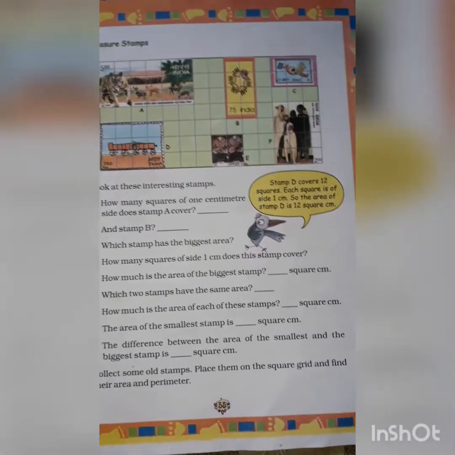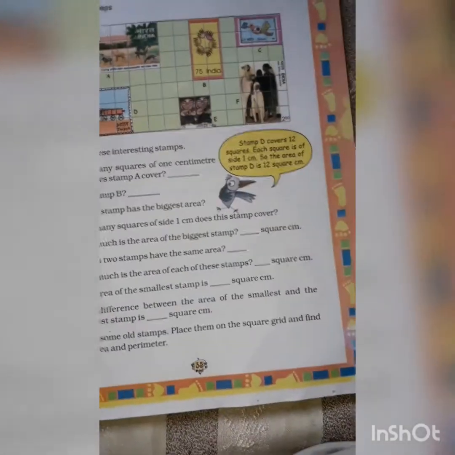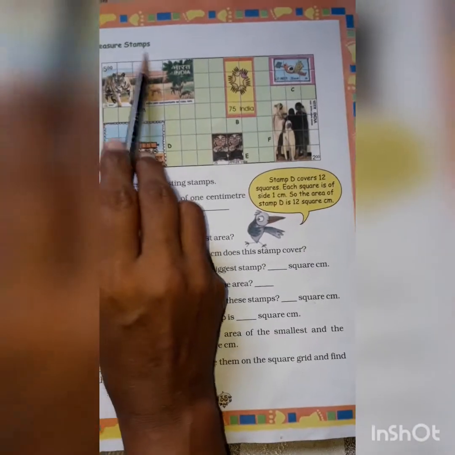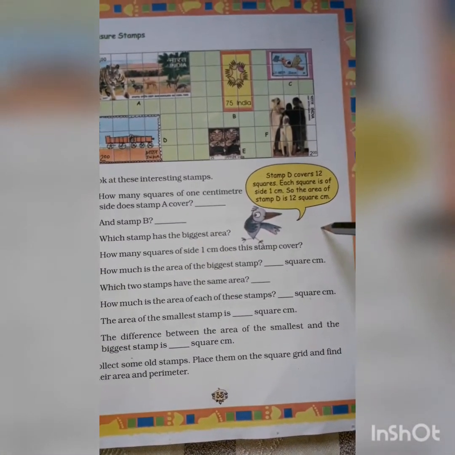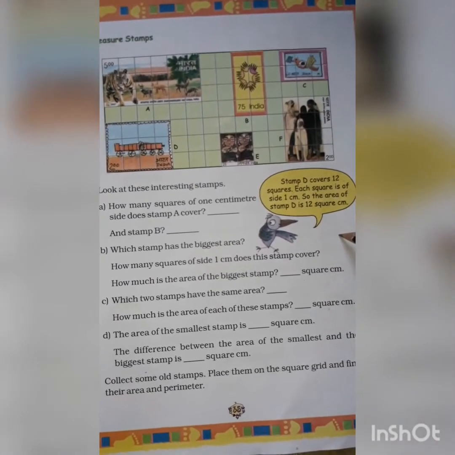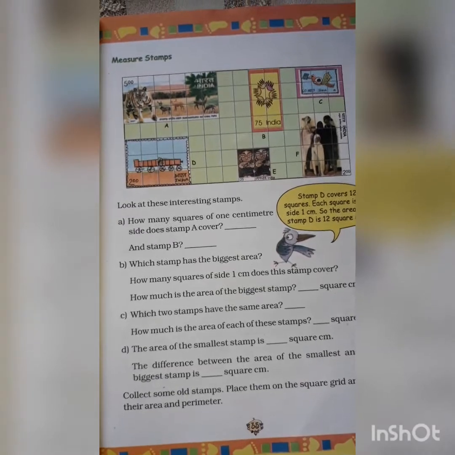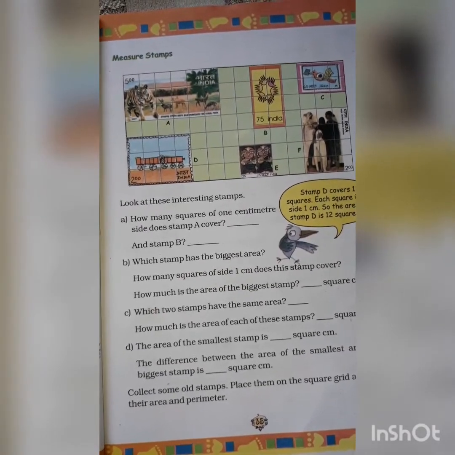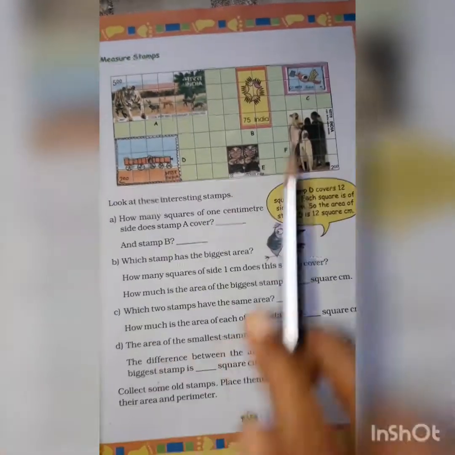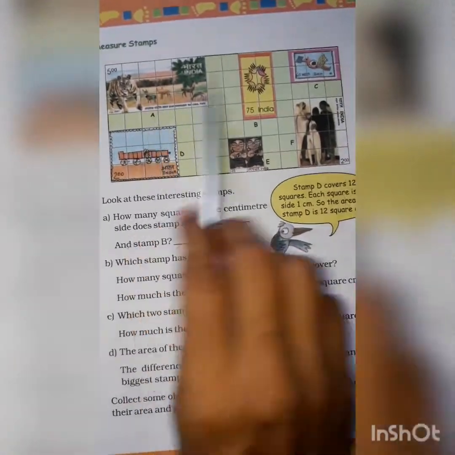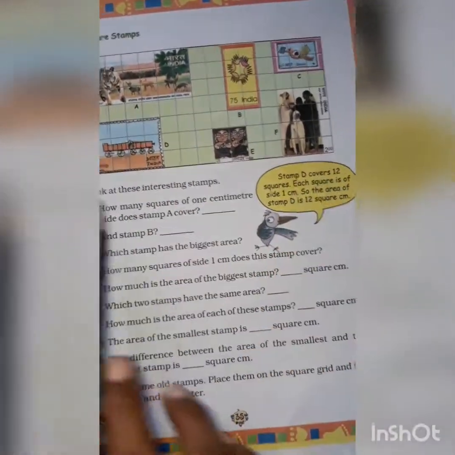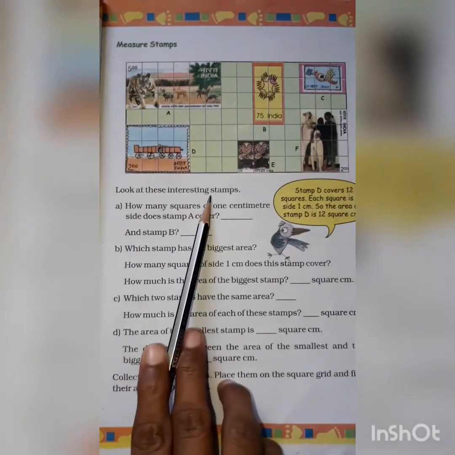Now, today we are doing in maths, page number 35, measures times, right? Now, in last lecture we have done how many squares in that perimeter. Now, everybody knows length of the boundary is called perimeter, right? Now, here, see. Everybody can see these are stamps. Now, look at these interesting examples.